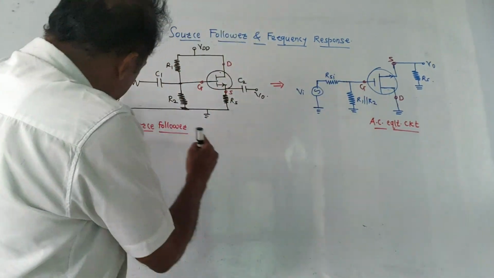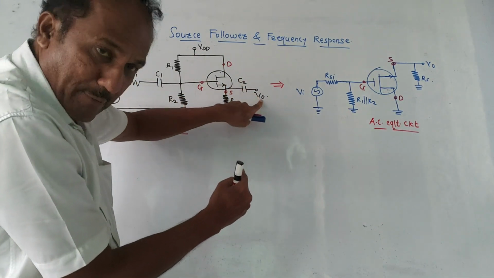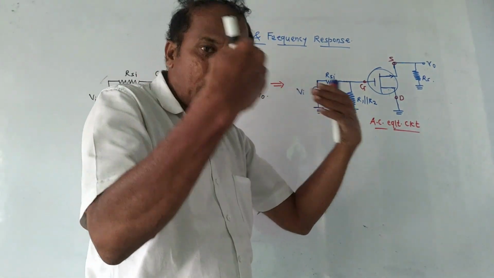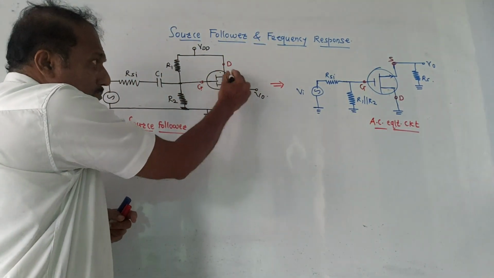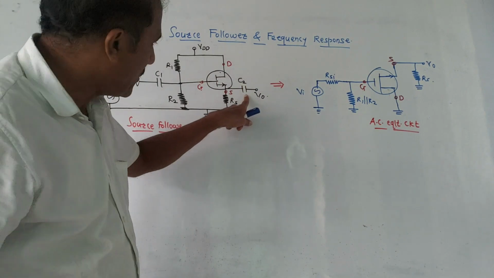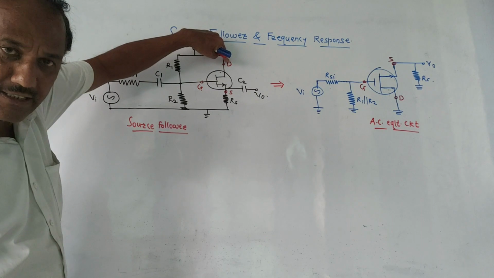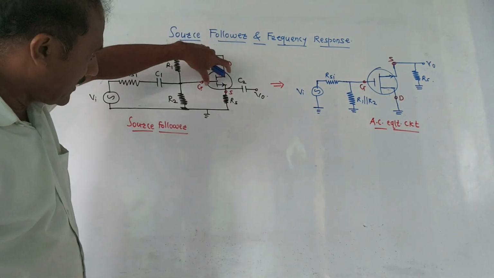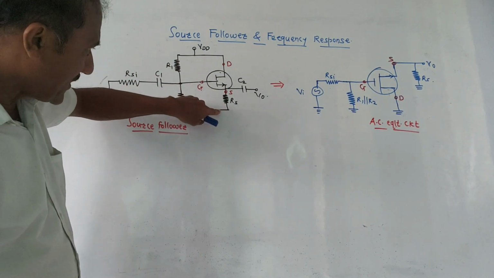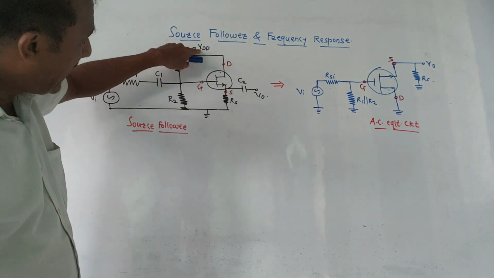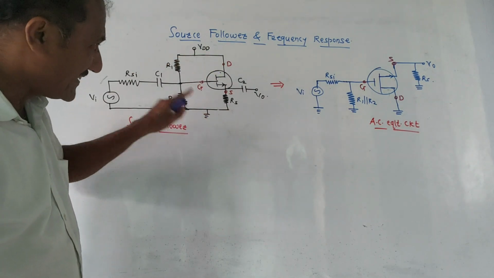मतलब इनपुट साइड कपल करने के लिए C1 यूज करते हैं, आउटपुट साइड जहां पे V0 लिखा है it is the output voltage. So to couple the output voltage and MOSFET, this is the symbol of MOSFET, capacitor C2 is used. This is gate terminal, source terminal and drain terminal of the MOSFET. We know the working of each and everything. Then RS is the source resistance. VDD is supply voltage connected at drain terminal and source is grounded.